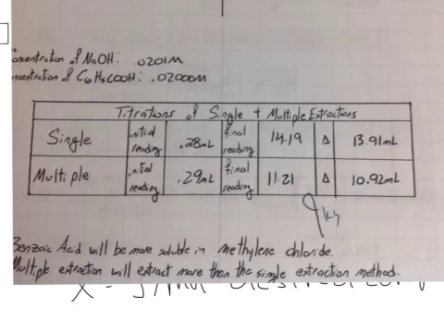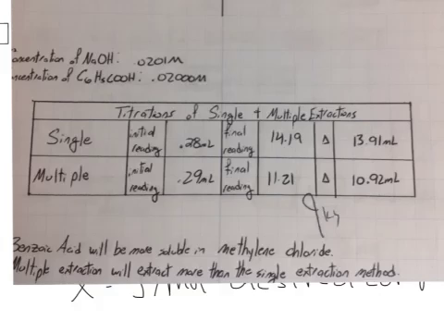Single extraction and multiple extraction both use the same amount of solvent, but single extraction uses it all at once, and multiple extraction divides it evenly over several extractions. Multiple extraction is much more efficient at extracting a compound of interest compared to single extraction. The way to tell which one is more efficient at extracting is to see how much of the benzoic acid remains in the aqueous solution.